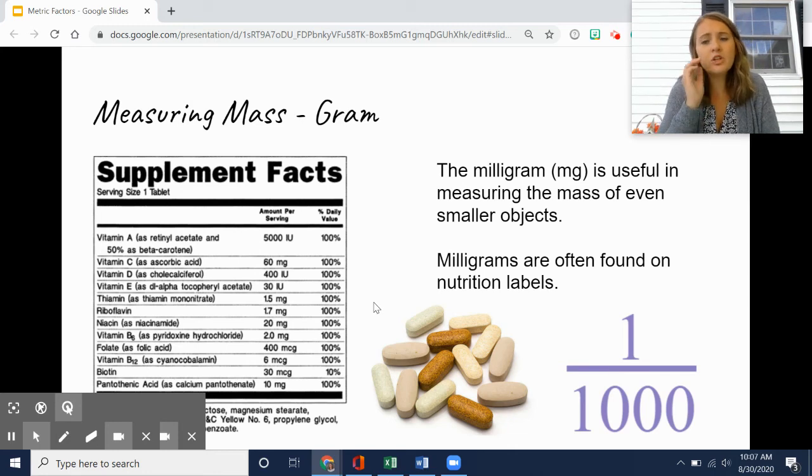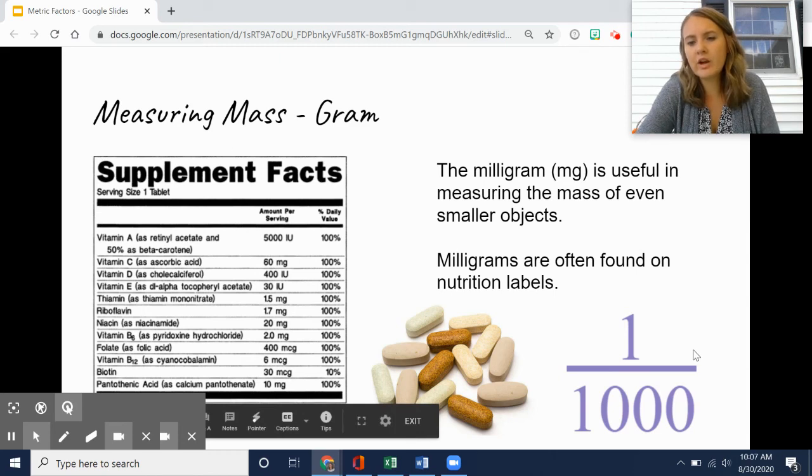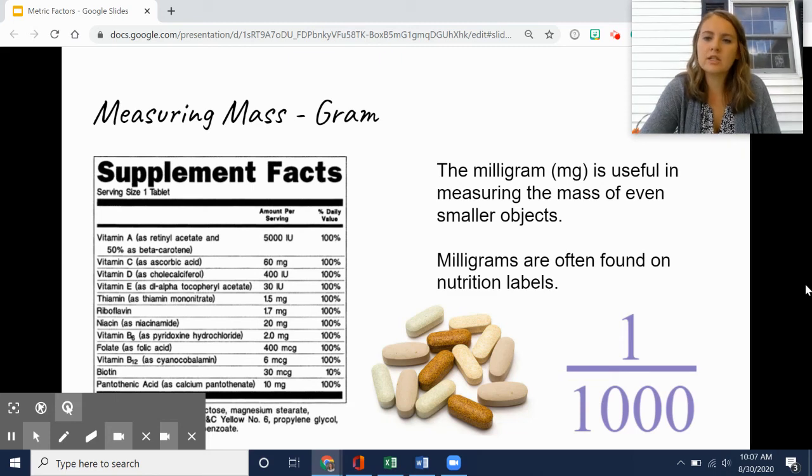So a milligram is useful in measuring things that are even smaller than a gram. And we have to ask ourselves, right, if a gram is like a paper clip and we're using things that are even smaller, would it make sense to say that 1 gram, there are 1,000 milligrams? Or would it make sense to say that 1 milligram would fit 1,000 grams? So think about what would make sense there and build your 2 factors.